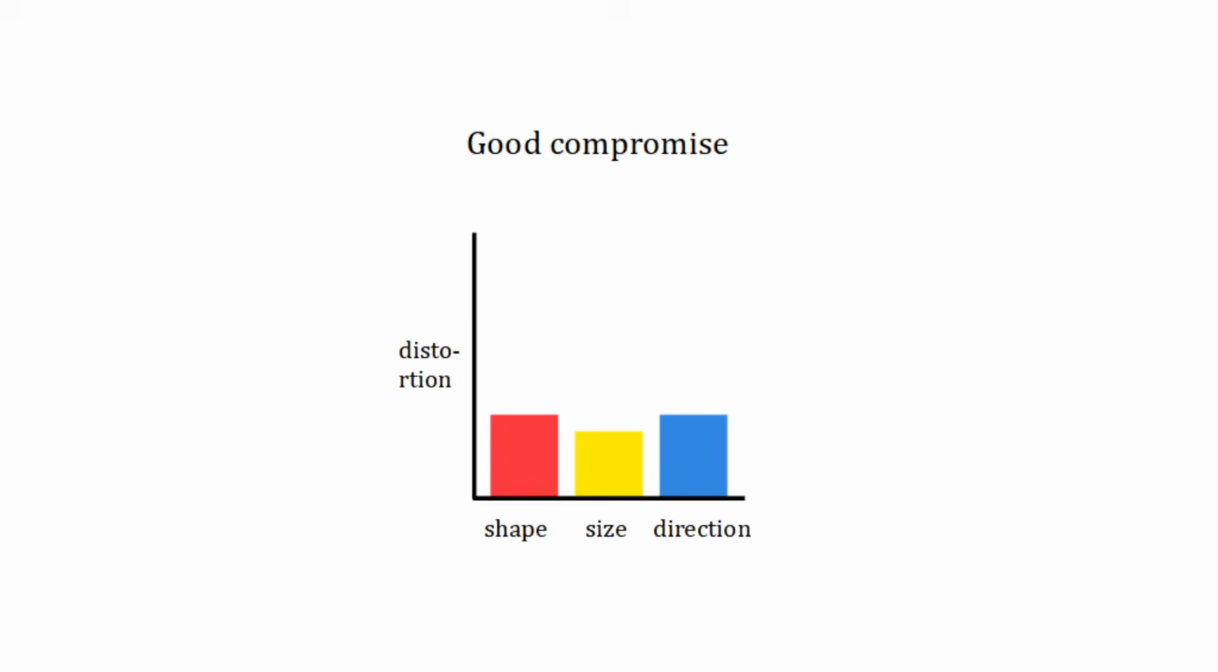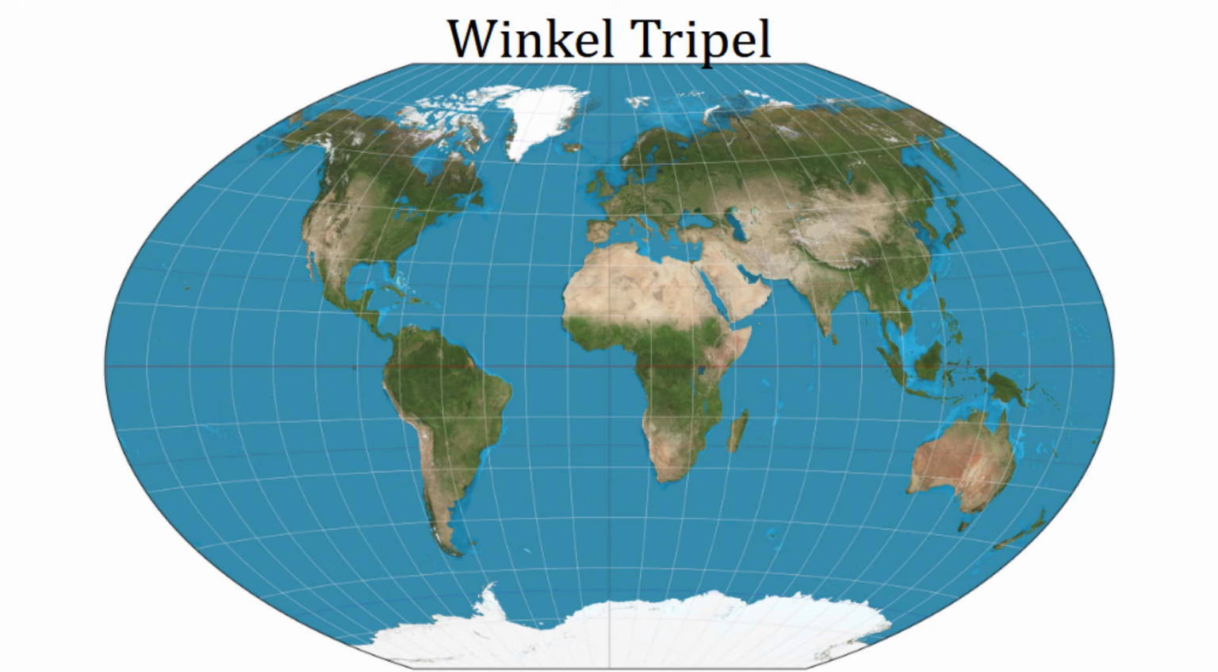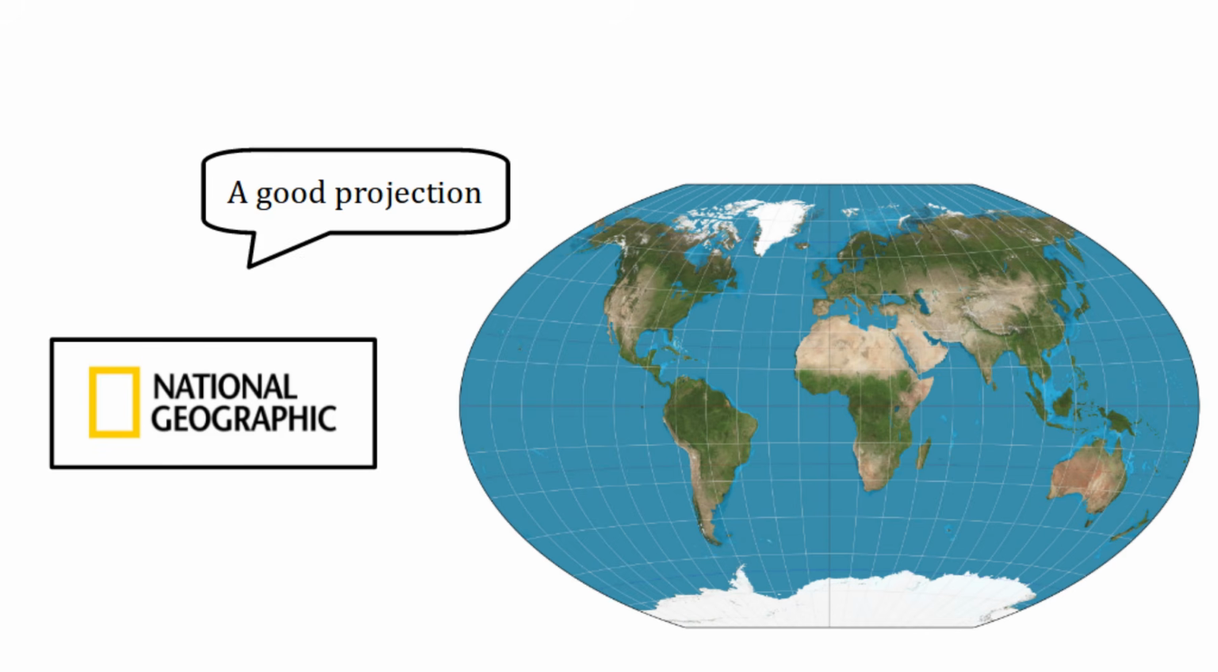A great example is the Winkel triple. In fact, the triple in its name literally refers to this exact goal. It's no wonder why this map is the standard for National Geographic.